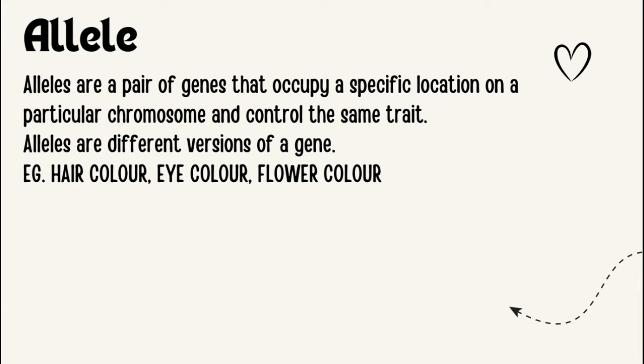Now, basically, alleles are a form of a gene, right? So there are a pair of genes that occupy a specific location on a particular chromosome and they control the same trait. So alleles are a form of a gene, and examples would be hair color, eye color, flower color. So they're just like different versions of a gene, right? So that is what alleles are.